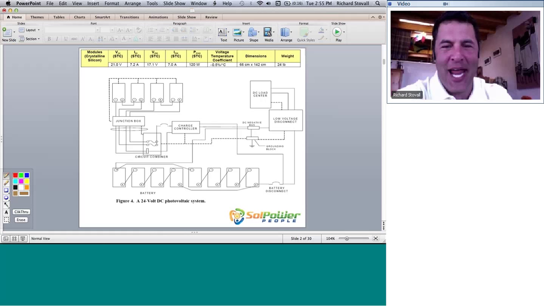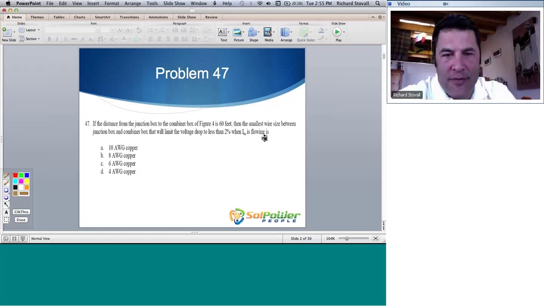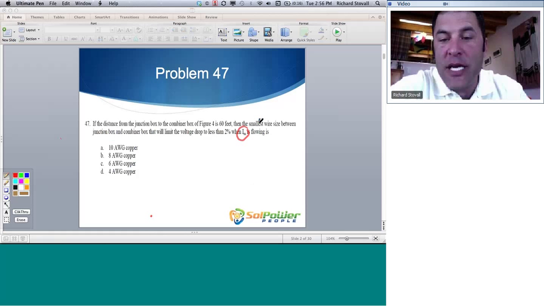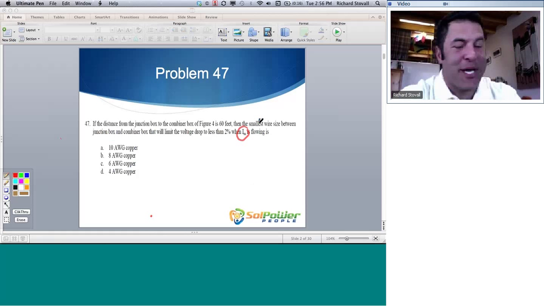So this first question, problem 47, says: if the distance from the junction box to the combiner box of Figure 4 is 60 feet, then what is the smallest wire size between the junction box and the combiner box that will limit the voltage drop to less than 2% when IM is flowing? I'm just going to point out IM. I've never seen IM displayed anywhere but in this problem in NABCEP. What they mean is IMP, current at the maximum power point. So when maximum power is flowing, keep the voltage drop less than 2% in the circuit when the circuit is 60 feet long between the combiner box and the junction box. What must the conductor gauge be?